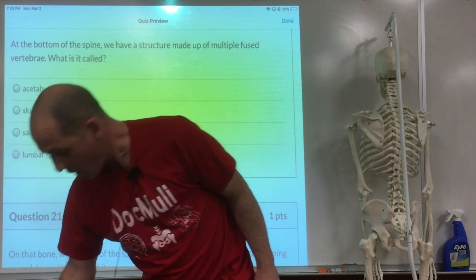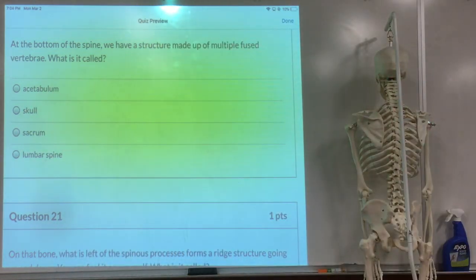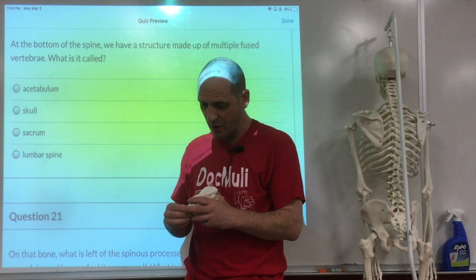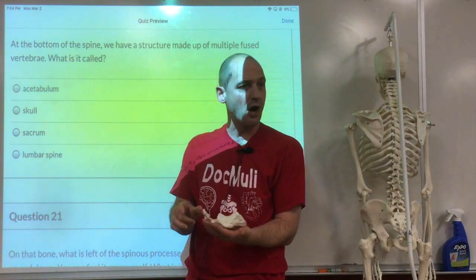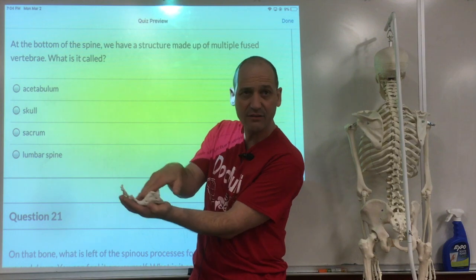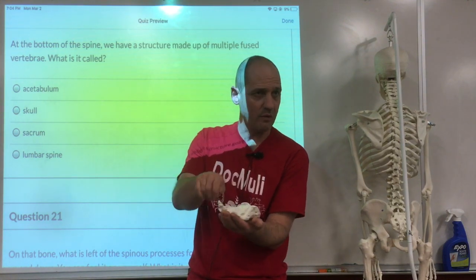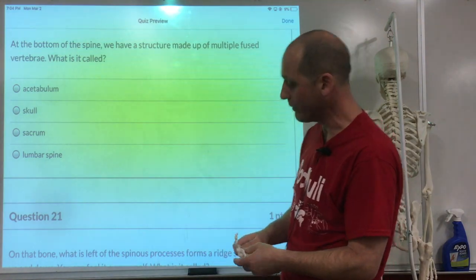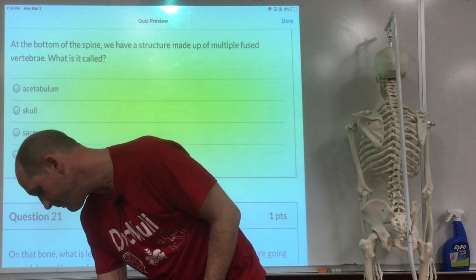Sacrum comes from the word sacred. In Greek mythology, they apparently used animal sacra because they have this plate-like thing, so they use it to burn stuff on. They use bones for stuff like that, and so that's why it's their sacred bone. And it's a very nice bone.